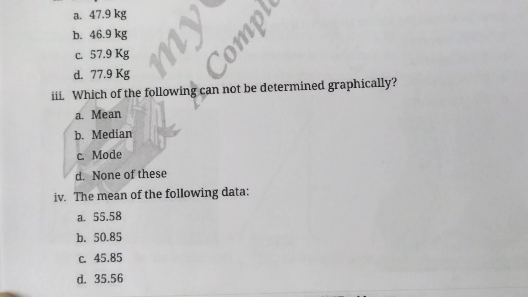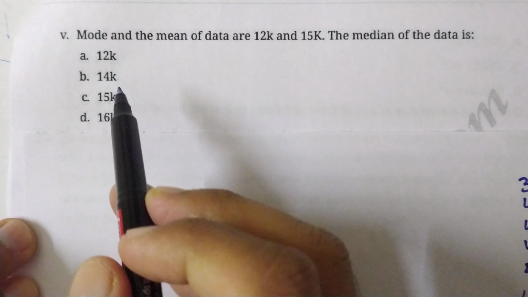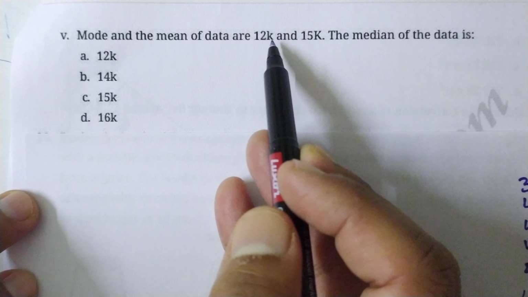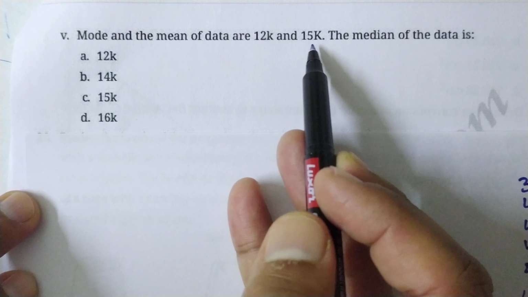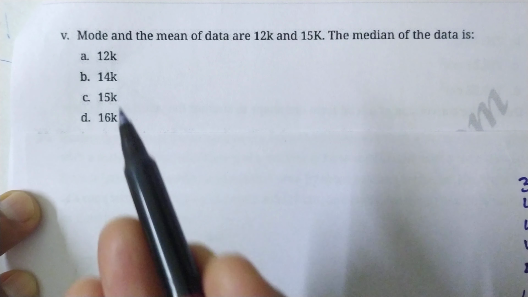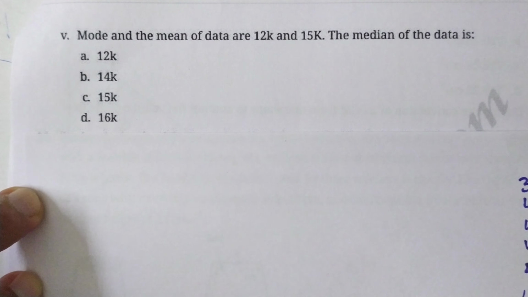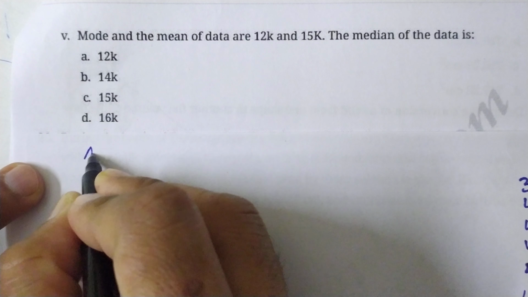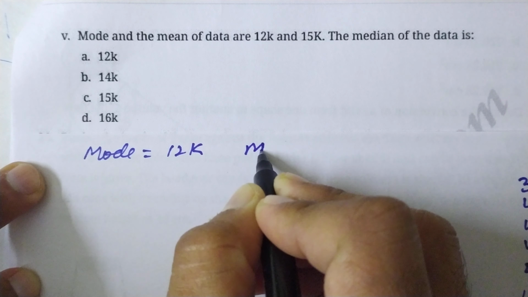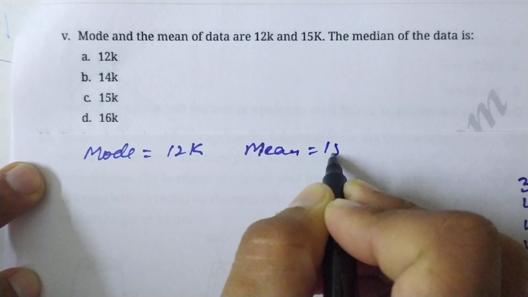So let's see what the fifth part is. Fifth part is mode and mean of the data are 12k and 15k. K means 1000, 12,000 and 15,000. The median of the data is what? Or you can understand K as anything else. Okay, so see here, mode is given to you as 12k and mean is given as 15k. We need to find out median.